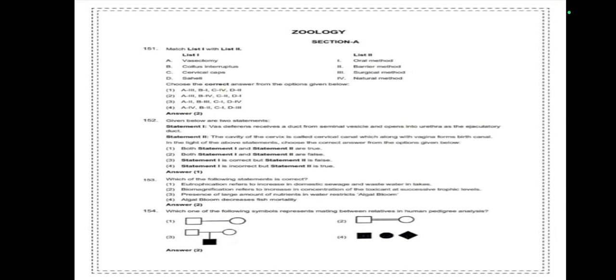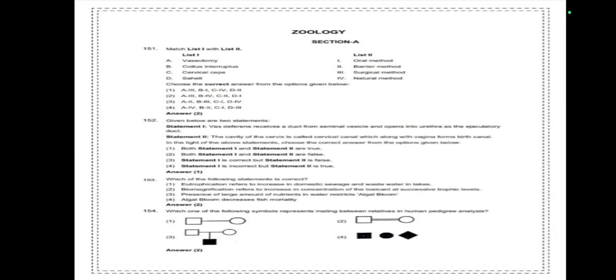Question 152. Given below are two statements. Statement 1, vas deferens receives a duct from the seminal vesicle and opens into urethra as the ejaculatory duct. Statement 2. The cavity of the cervix is called the cervical canal, which along with the vagina forms the birth canal. In the light of the above statements, choose the correct answer from the options given below. Answer is 1. Both statement 1 and statement 2 are true.